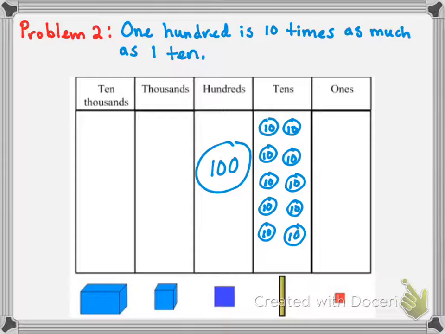Here is problem 2. 100 is 10 times as much as 10. And here is our example of that. We go to the tens and we see our place value discs. This is a 10, 10, 10, 10, 10, 10, 10, 10, 10, 10. We have 10 tens. 10 times 10 is 100. So 100 is 10 times as much as 10.